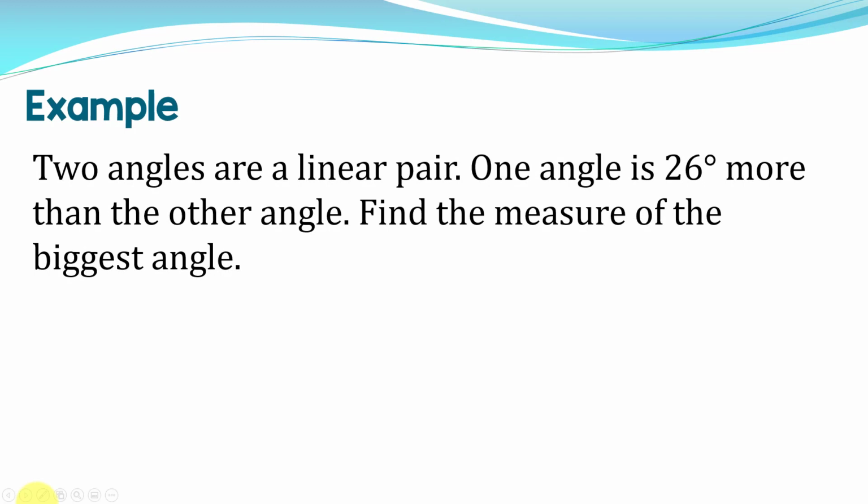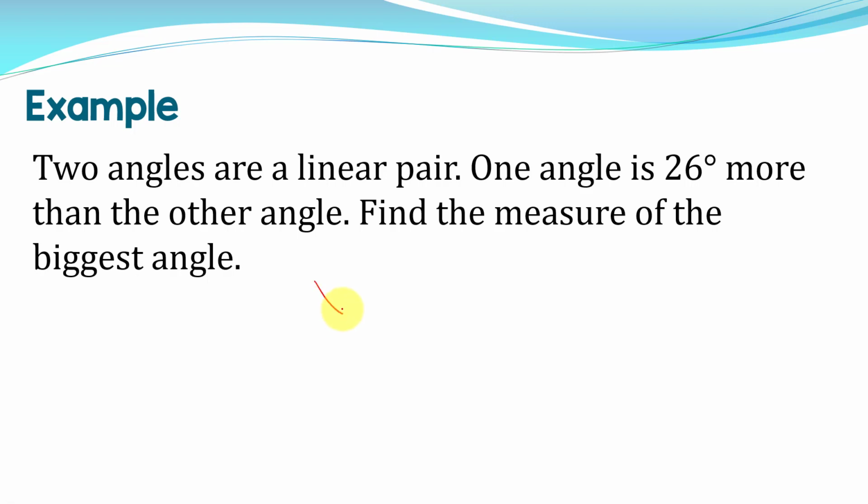All right, two angles are a linear pair. So what does that tell us? It means they form a straight line. So they add up to 180 and they're also supplementary. One angle is 26 more than the other angle. Find the measure of the biggest angle. Similar to another problem we had a minute ago. So pause, try this, and then see if you get it right.